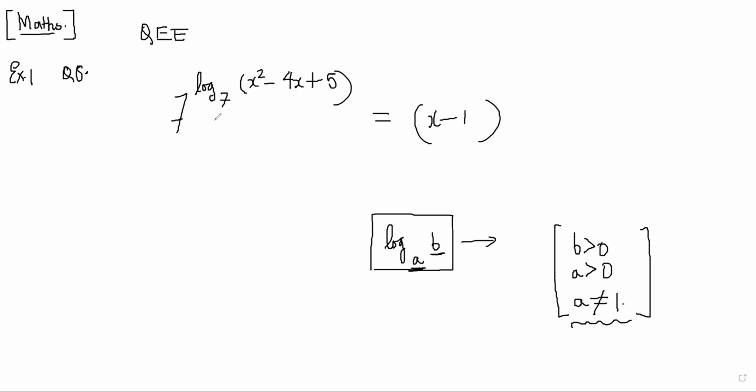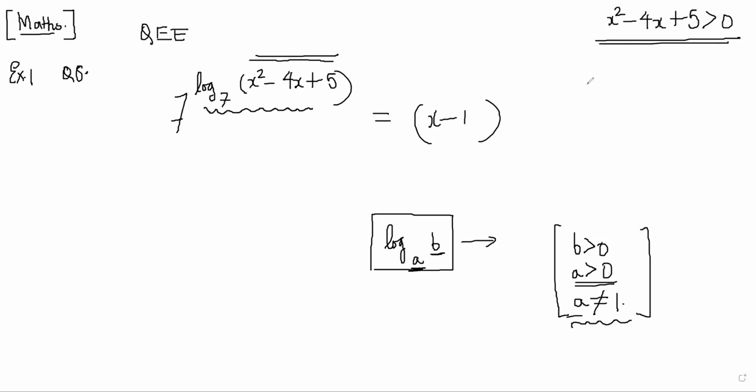So in this case, if you look at the log, there is 7 at the base, which is fine, which makes a greater than 0 and a not equal to 1. And the thing on top also has to be greater than 0. This is fairly obvious because it is actually greater than 0, since it's x minus 2 whole square plus 1. This is x square minus 4x plus 4 plus 1. So there is no problem here.